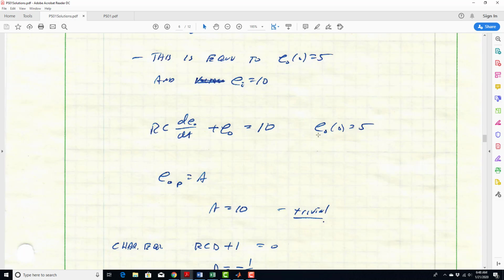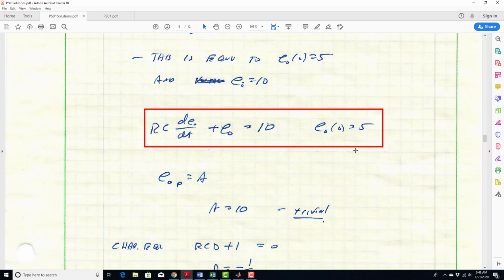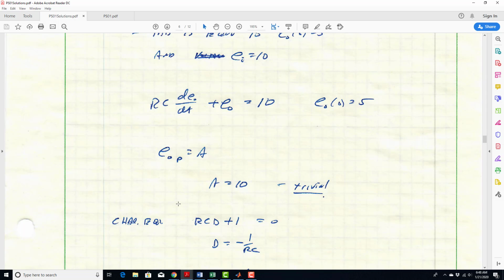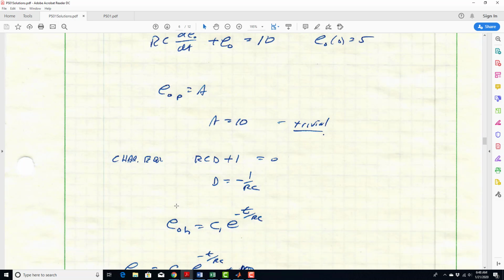So we have a particular solution. This is the way we now write our differential equation: a non-homogeneous differential equation with an initial condition. We know the particular solution of E sub O is going to be just a constant because this input is just a constant, and it drops right out that A is actually equal to 10. So there's our particular solution.